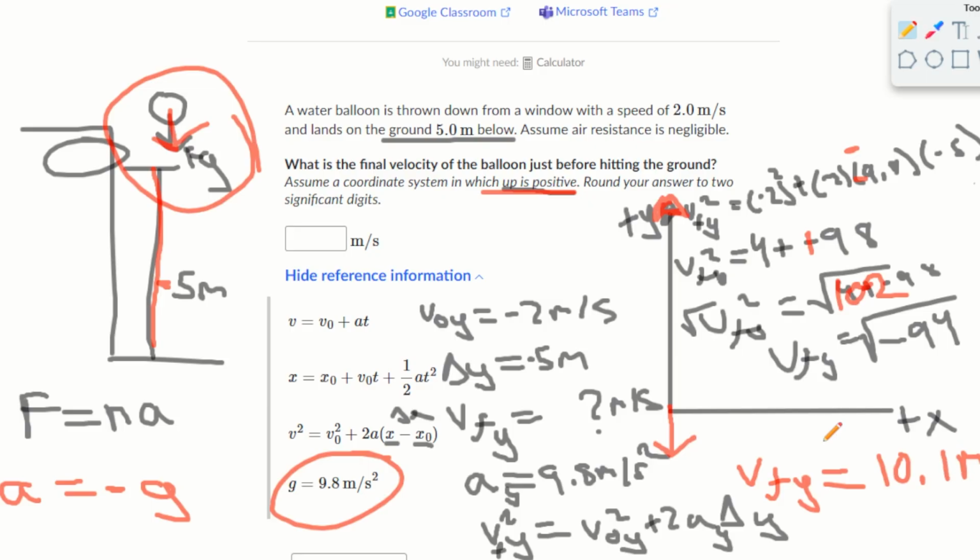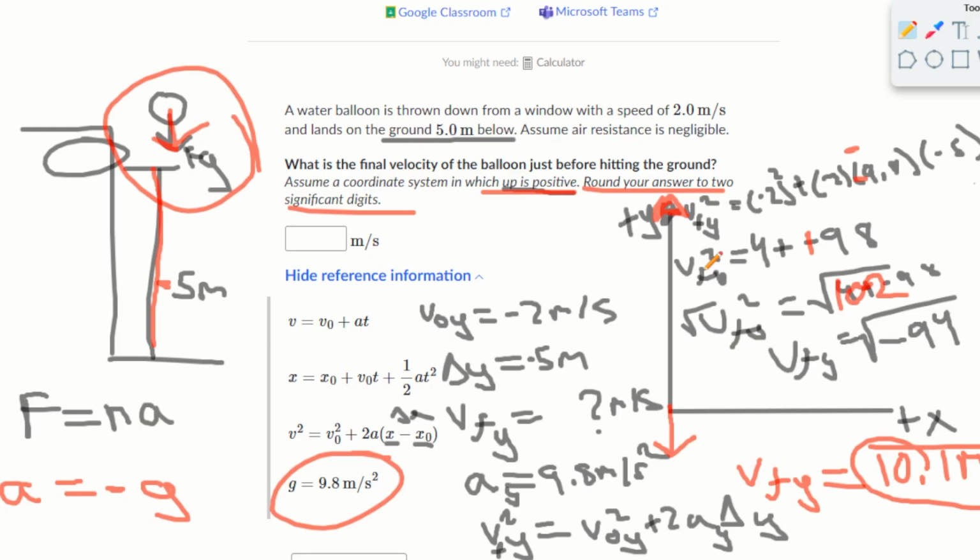10.1. And as it says right here, round your answer to 2 significant digits, so we can just round it to 10 meters per second squared. But we do have to remember one more thing. As we said, up is positive, right? Up is positive. I'm going to say that many times.